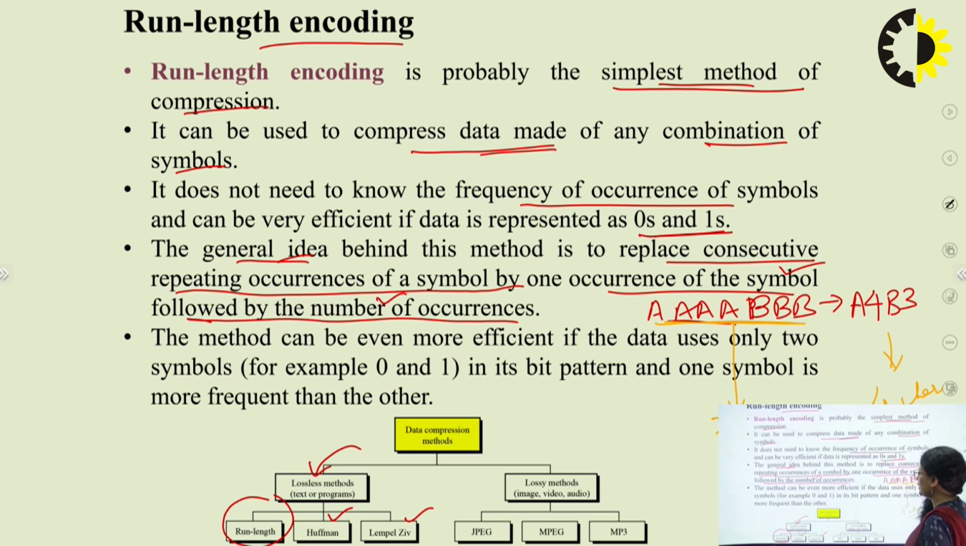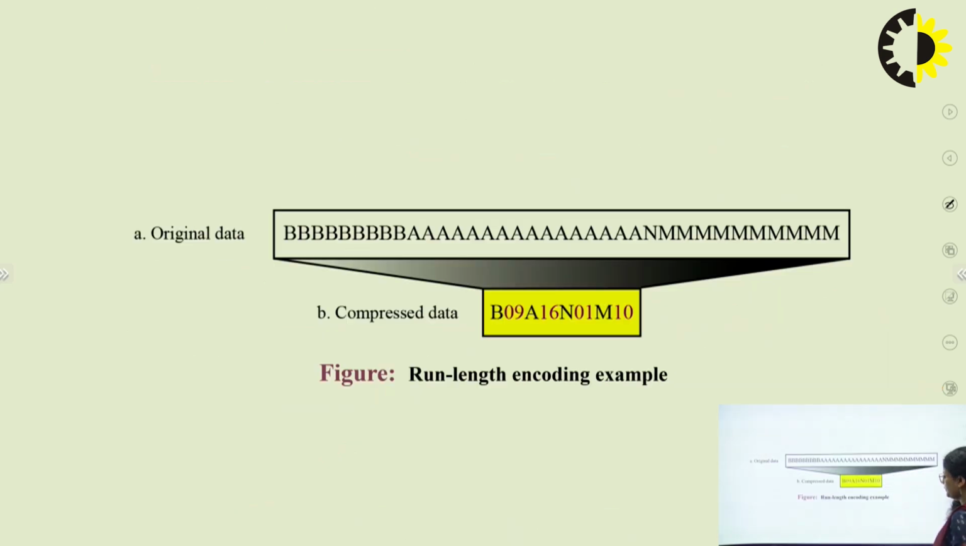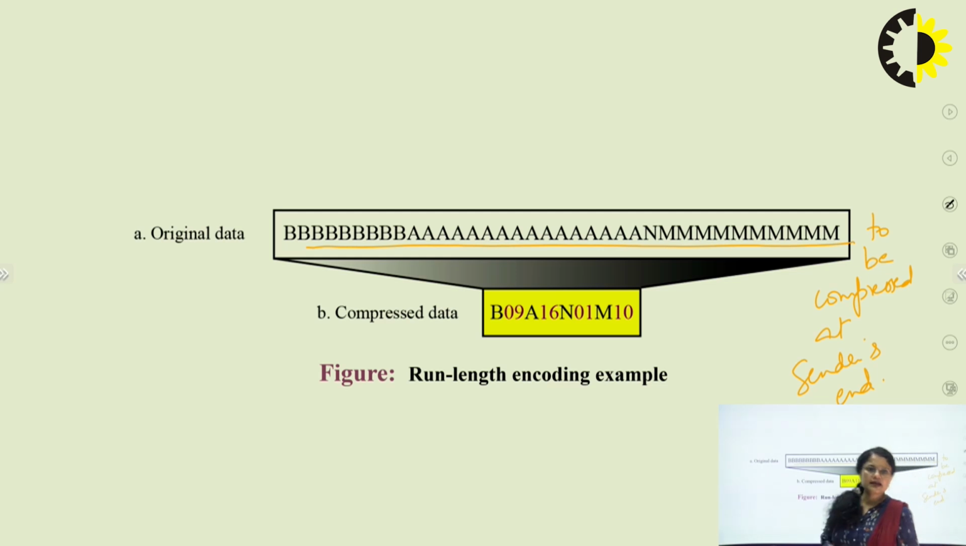So this is an example of the run length encoding technique, and we can use the same approach even if the symbols, instead of A's and B's and so on, are strings of zeros and ones. We can apply the same concept in a similar scenario. Let us say this is the original data that is to be compressed at the sender's end.